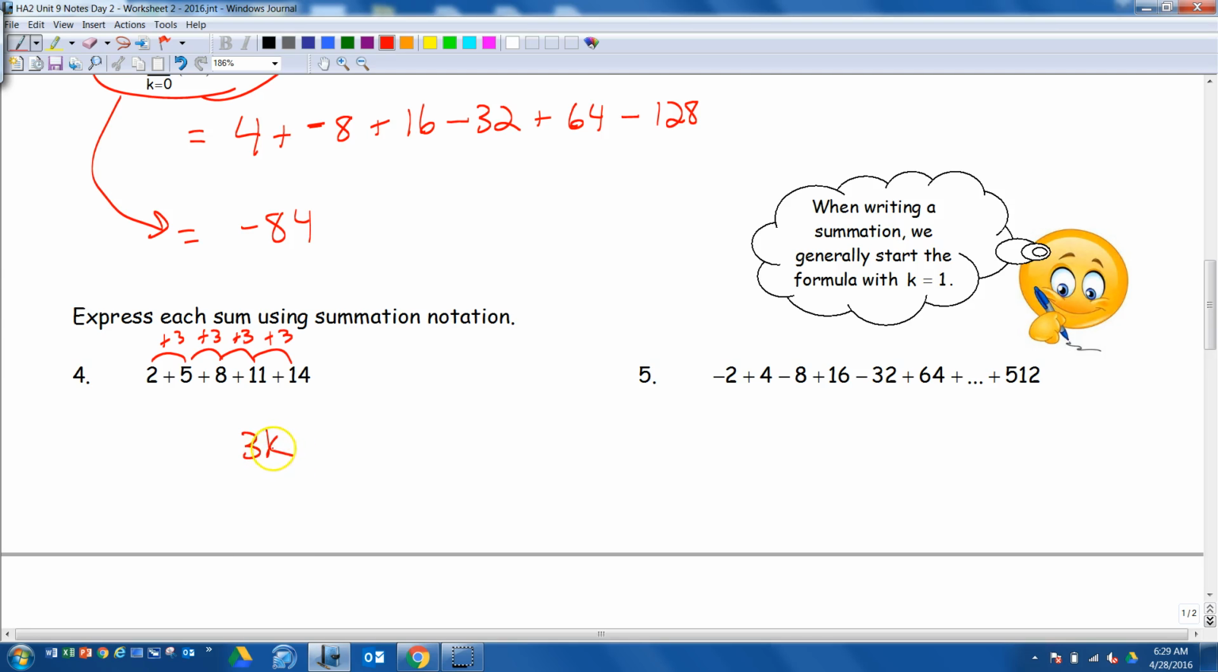However, if I put a 1 in for k, I get a 3, not a 2. So we have to add something on. So we add minus 1.